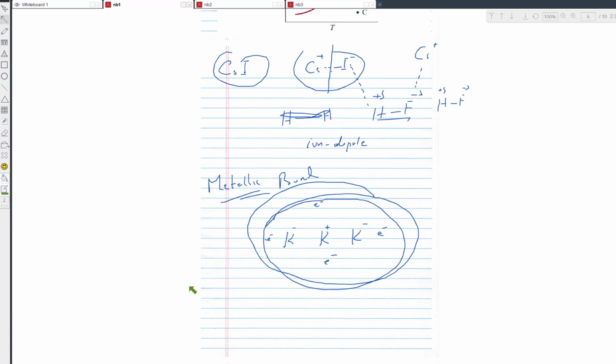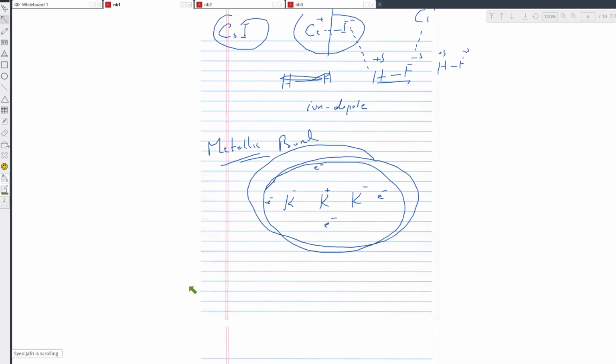And this is called a metallic bond. The metallic bond is just like positive ions, a number of positive ions dipped in a sea of electrons, and these electrons act like a cement which keeps them together. Clear? Okay.